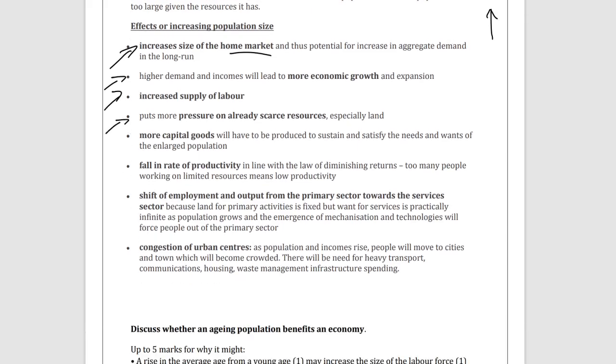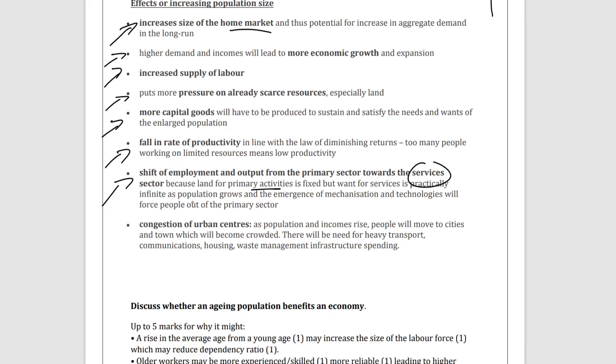More people will mean more resources needed because there's more demand, especially land, meaning people living there. More capital goods, meaning machinery, will be used because you have to satisfy everyone in a short period of time. We'll have a fall in productivity because if too many people are working on limited resources, there'll be low productivity. We do have the shift in employment from the primary sector towards the services sector. That means more people will move on to the services sector because primary activities, because of scarce resources, are so finite that people would just start moving on to service sectors.